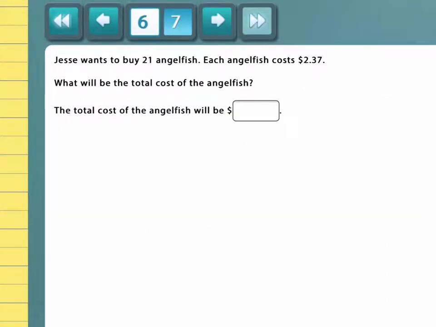Jesse wants to buy 21 anglefish. He must have a fish tank. Each anglefish costs $2.37. What is the total cost going to be?